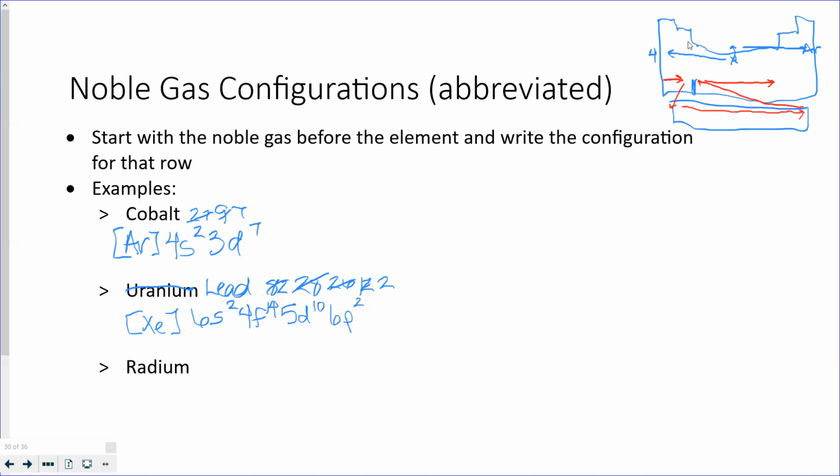For noble gases, I'm going to switch radium to radon so you can see this. Radon is a noble gas. You cannot simply write the symbol for radon in brackets. That doesn't count. You still have to use the noble gas before radon. So if you're at radon, go 1 row up, and you would have to start with xenon and then write out the configuration for that row. So always make sure that you're using the noble gas before the element we are writing an electron configuration for, even if it itself is a noble gas.